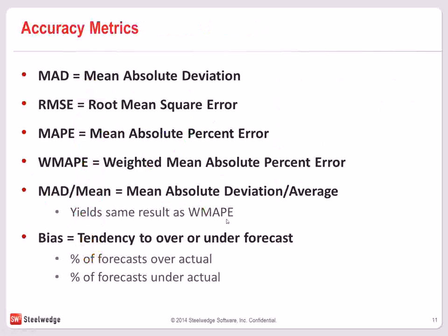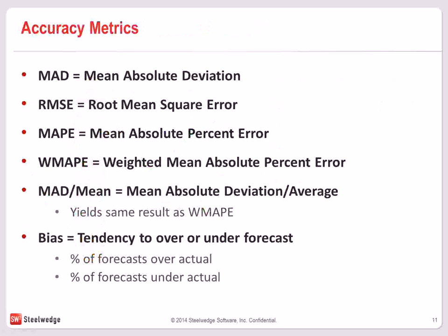MAD over mean is a simple calculation. It gives the same result as the weighted MAPE. It's just another way to calculate that. And finally, bias, which is the tendency to over or under forecast. And not to pick on salespeople, but one example is that salespeople are often accused of either being sandbaggers or pie-in-the-sky optimists. And bias is something that can help us track whether a person or a group has a certain pattern of forecasting too high or too low.